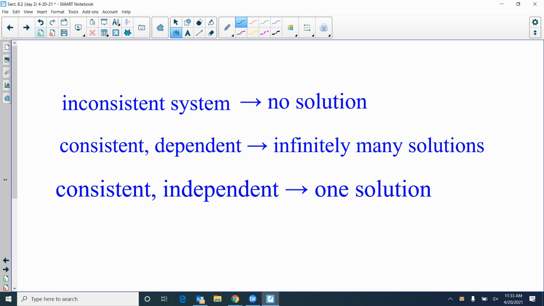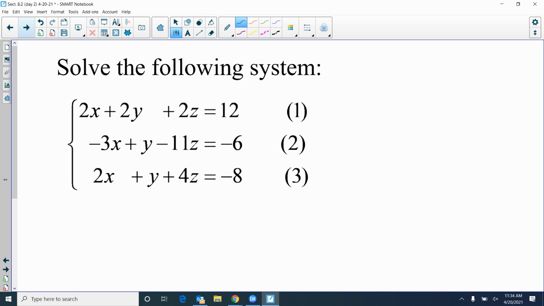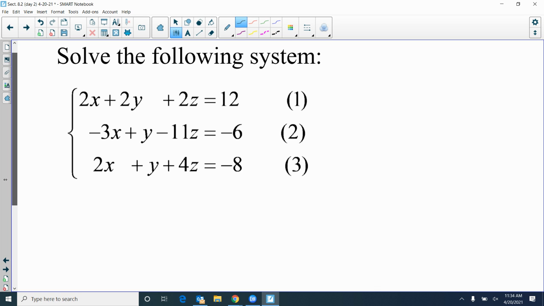Everything we've done so far has had how many solutions? 1. Is that always the case? No, you could have infinite solutions. You could have no solutions. We need to take a look at what that looks like. Okay. So let's go ahead and copy this down. And the procedure is no different, but go ahead and copy those 3 down.